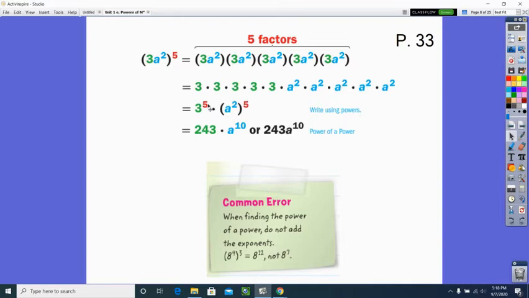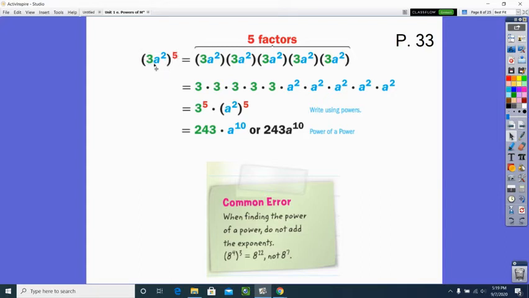So we have 3 to the fifth, which in our calculator would give us 243. And when you have a common base, you multiply the exponents. So our final answer is 243 a to the 10th. I'm going to tell you what the number one mistake is: instead of putting 243, they just write the 3. A student doesn't take the 3 and bring it to the fifth power.